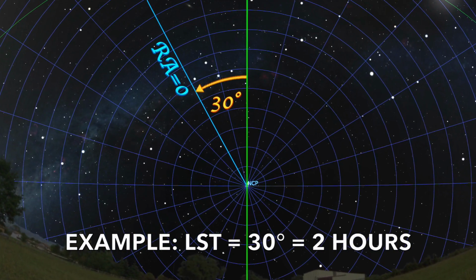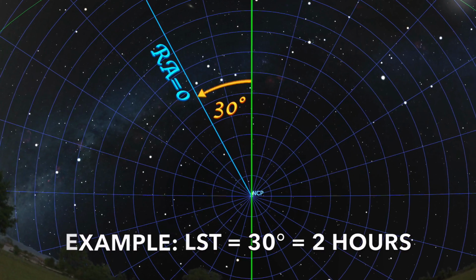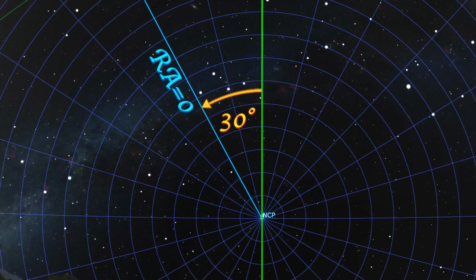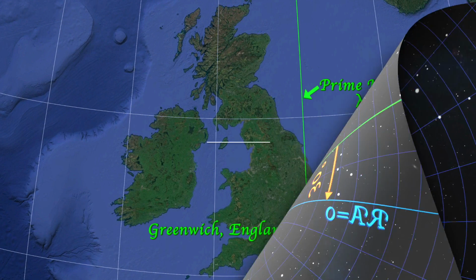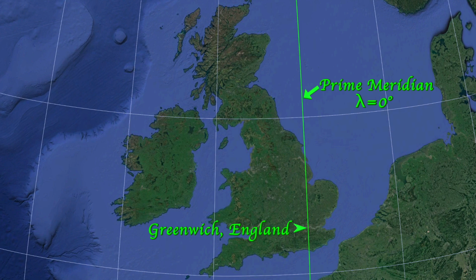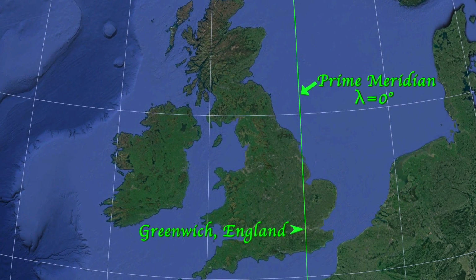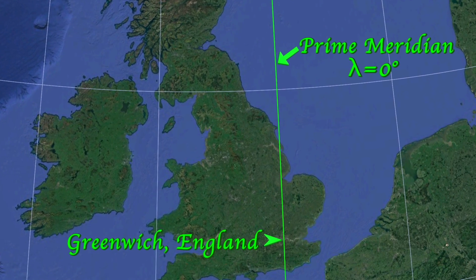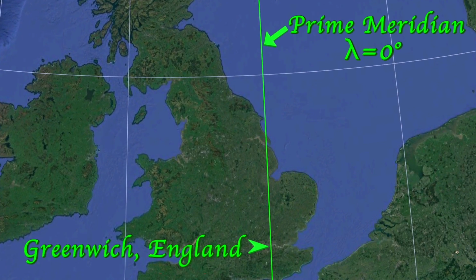The LST is also equal to the local hour angle of the vernal equinox. The LST is related to Greenwich sidereal time and the observer's local longitude. Greenwich sidereal time, abbreviated GST, is just like the LST. It is the current right ascension of an object on the meridian as it would appear to an observer in Greenwich, England, which is located on the prime meridian, the 0 point for terrestrial longitude.